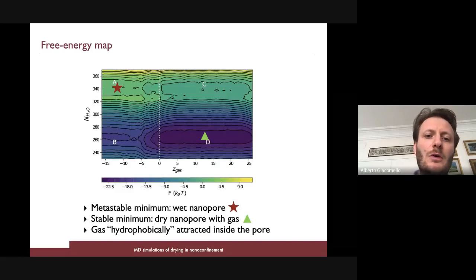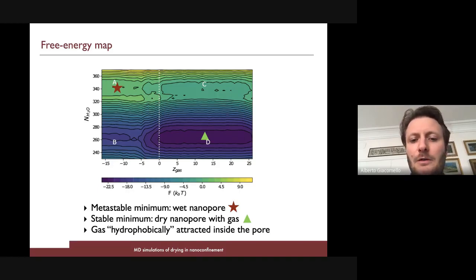Okay. So we further quantify this in terms of free energy. So we computed the free energy of this system as a function of the number of particles and the coordinate of the gas molecule. So here the white line means outside of the pore, here is the inside of the pore, and you see two valleys corresponding to the filled state, so the wet state, and to the dry state.